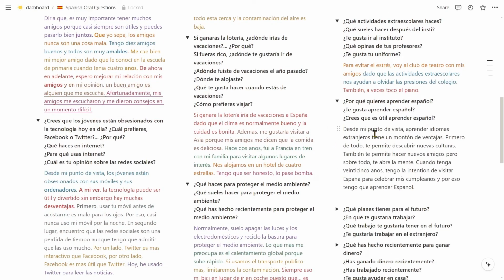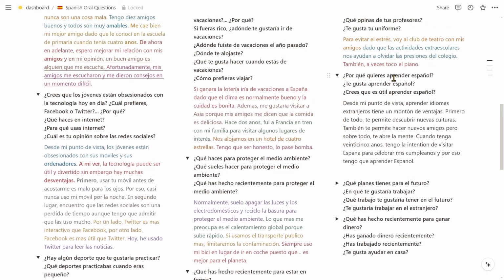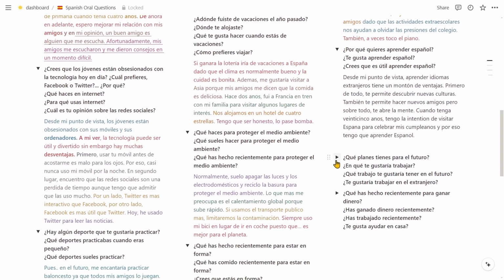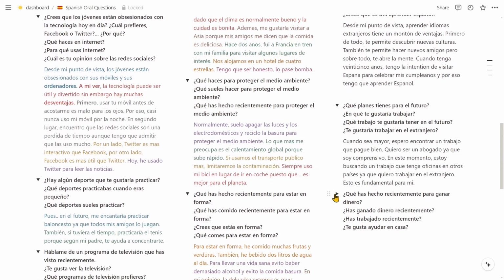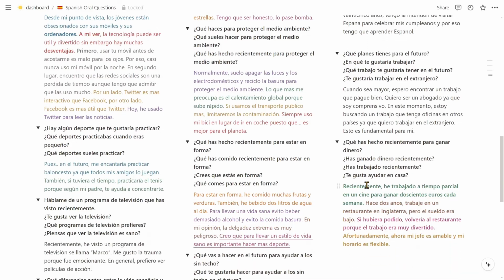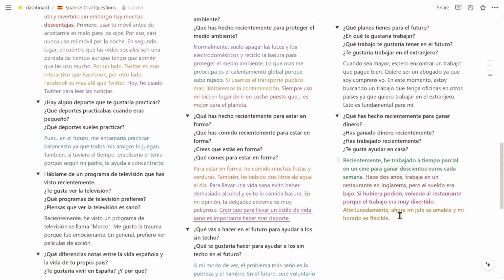Okay, and then a few more here. This one I have not color coded. It's about why do you want to learn Spanish, and then your future plans, and then lastly, earning money. What have you done recently to earn money? And then here's 4 sentences. Si hubiera podido, if I could, I would return to the restaurant because the job was very fun.